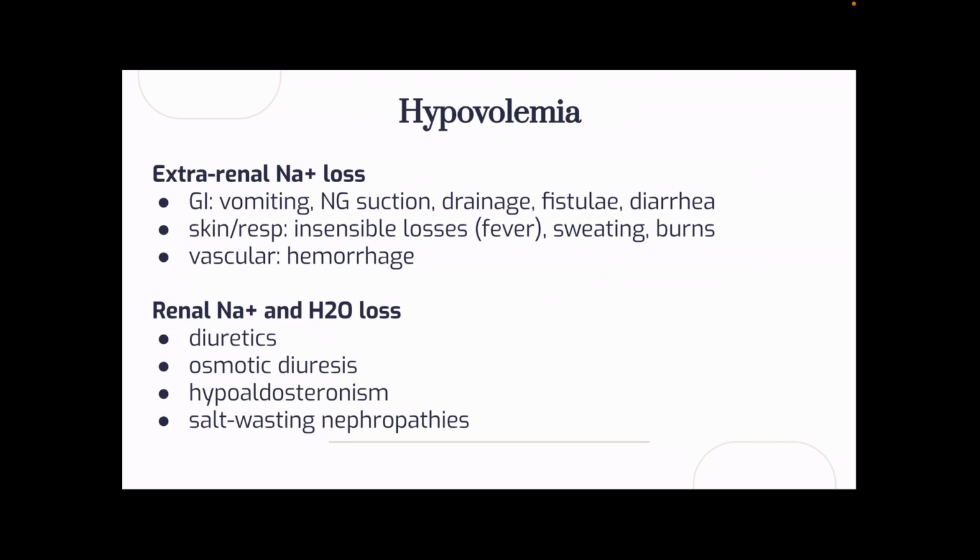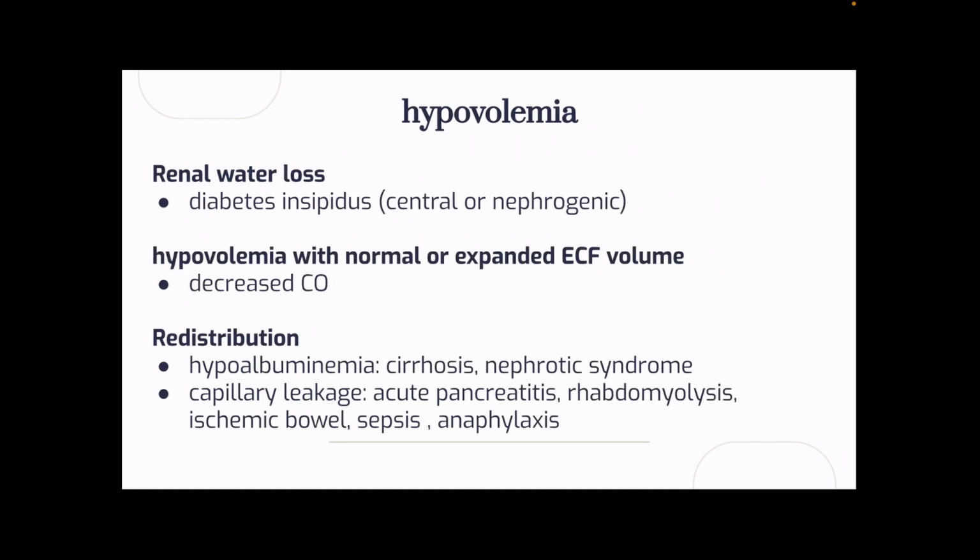As for renal sodium and water loss, that happens with diuretics, osmotic diuresis, hypoaldosteronism, and salt wasting nephropathies. Renal water loss is diabetes insipidus, whether central or nephrogenic. Hypovolemia with normal or expanded extracellular volume indicates there is a decreased cardiac output. There is a redistribution kind of hypovolemia, hypoalbuminemia, like cirrhosis, nephrotic syndrome, and capillary leakage, like in acute pancreatitis, rhabdomyolysis, ischemic bowel, sepsis, and anaphylaxis.